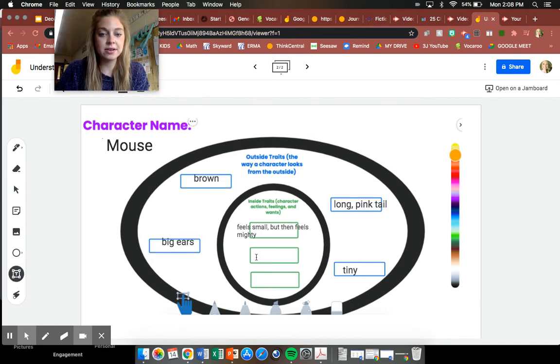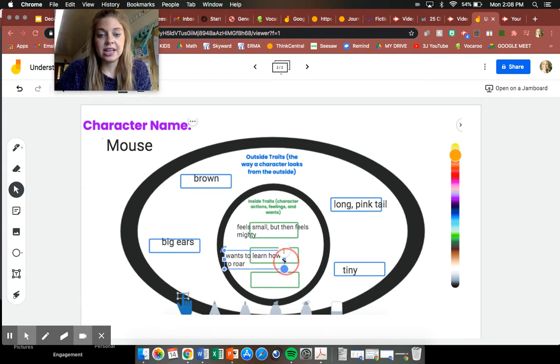The second one, what do you think another trait of mouse would be? What's something that he feels or wants or something that he does? Well, he wants to learn how to roar, doesn't he? He wants to learn how to roar. That is a character want that he has in the story.